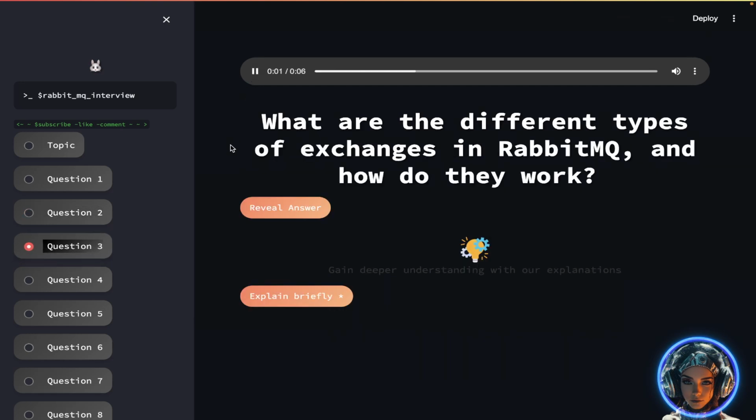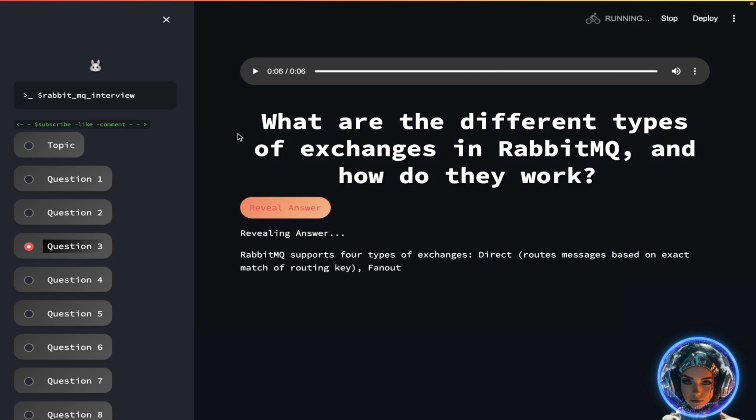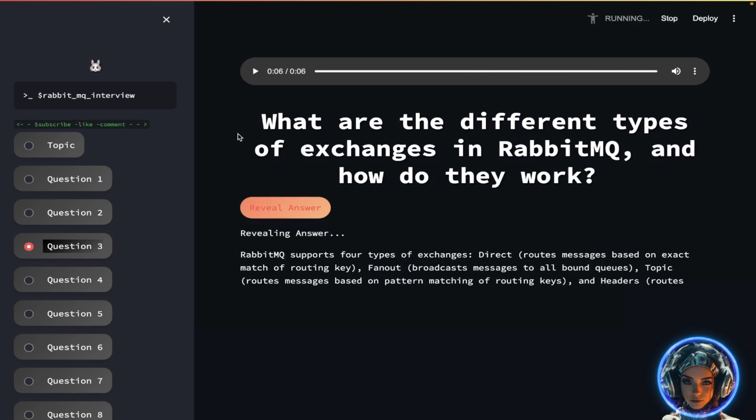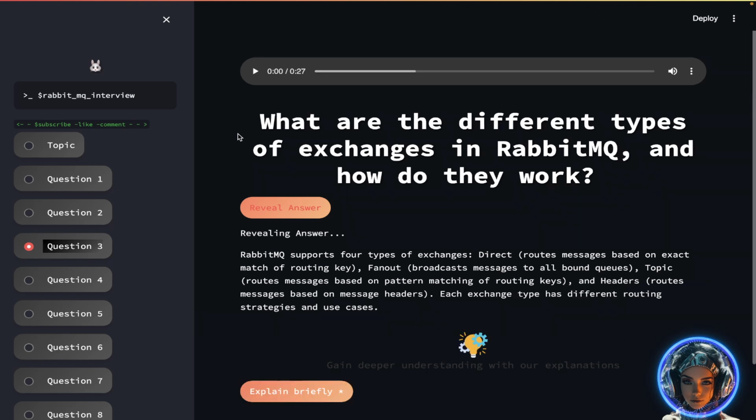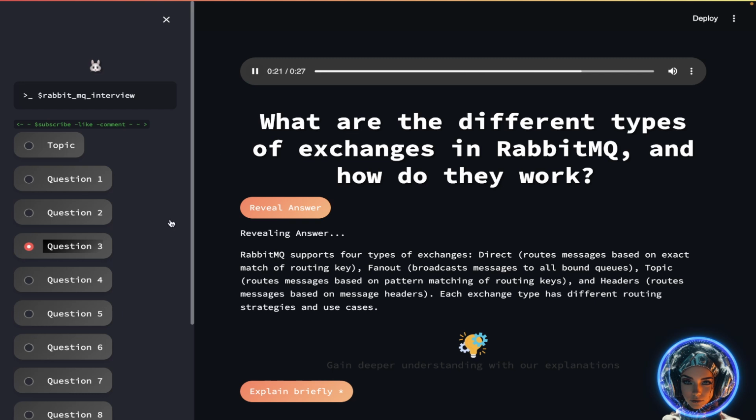What are the different types of exchanges in RabbitMQ, and how do they work? RabbitMQ supports 4 types of exchanges. Direct, routes messages based on exact match of routing key. Fanout, broadcasts messages to all bound queues. Topic, routes messages based on pattern matching of routing keys. And headers, routes messages based on message headers. Each exchange type has different routing strategies and use cases.